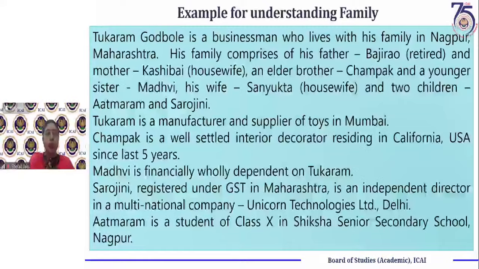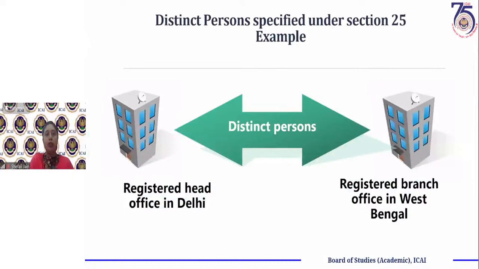Second is the concept of the distinct person. So we have understood the related person. Then we understood the definition of family. Now we come to the definition of distinct persons. Distinct person has been defined under section 25. Section 25 relates to registration. So before understanding the concept of distinct persons, let us first have a brief idea of registration provisions.